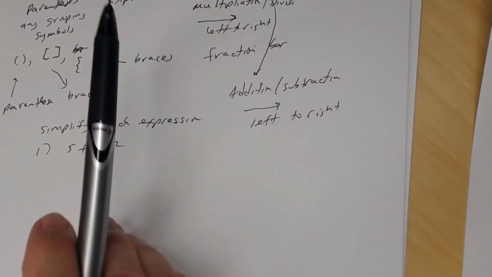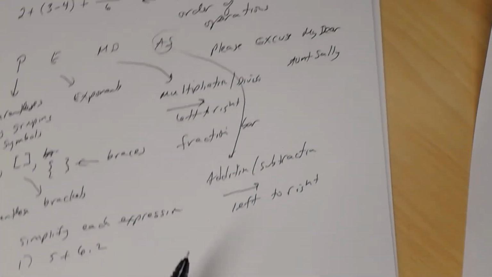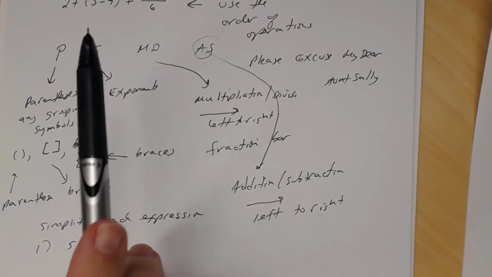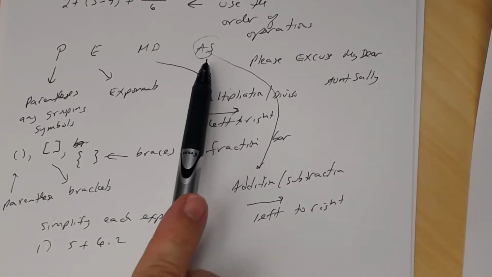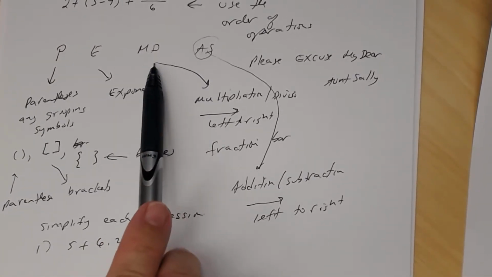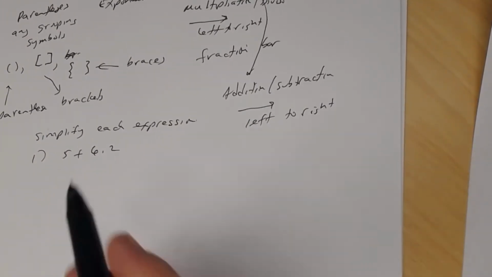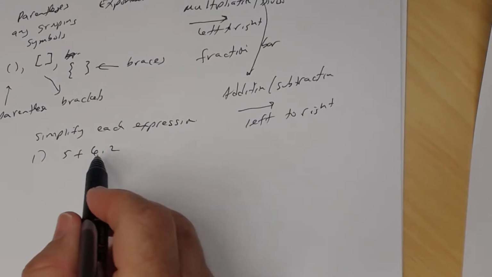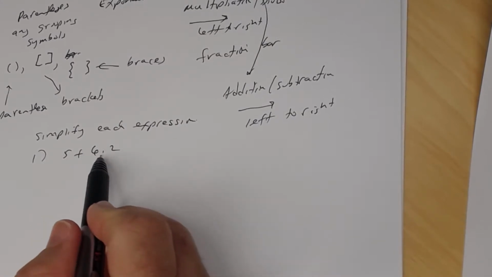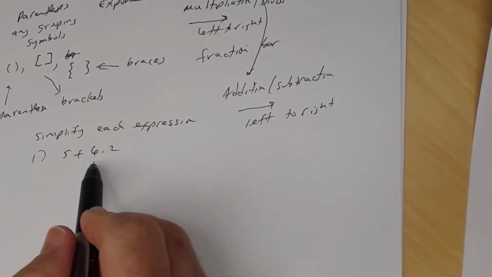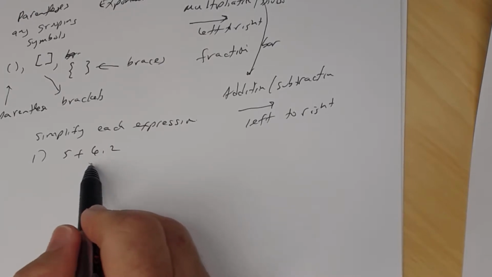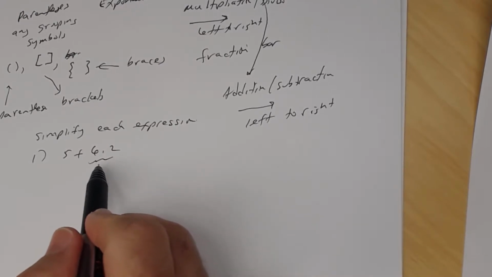I multiply right here, because multiplication has a higher priority than addition. So multiplication, division first, addition, subtraction last. I'm going to do multiplication first. All I see is addition and multiplication, those are the only two operations I see. So remember the order. You must do multiplication first.